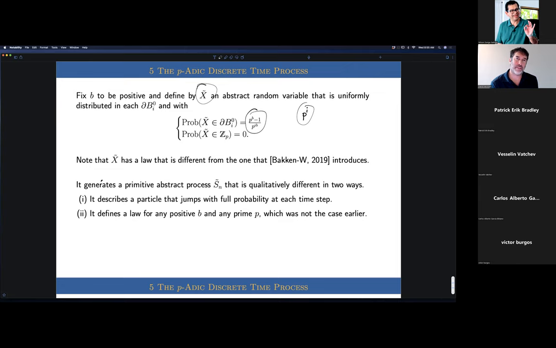from random walks. So note that X tilde has a law that is different from the one previously in the Eric Bakken and my CMP article. It's different, but it still generates the abstract process. It's qualitatively different, because now the particle that jumps with full probability jumps with full probability step, and it defines a law for any b and any prime p. It was not the case earlier. We didn't have a law that worked that nicely. We had to have b bigger than one, actually.